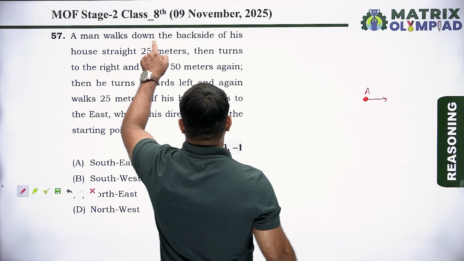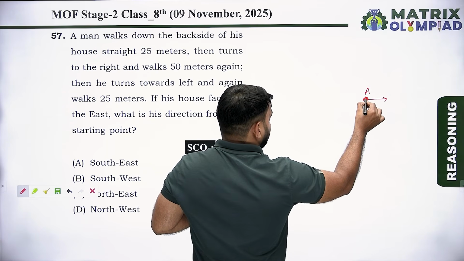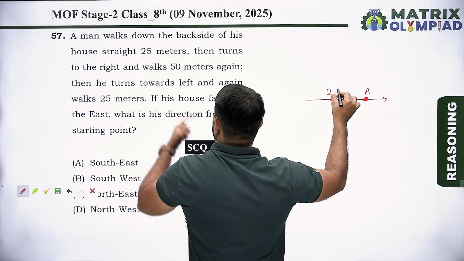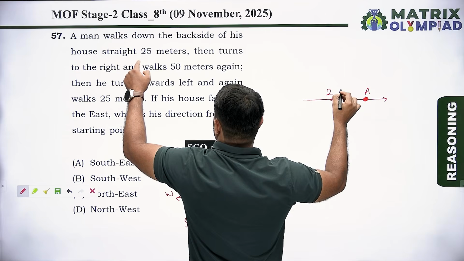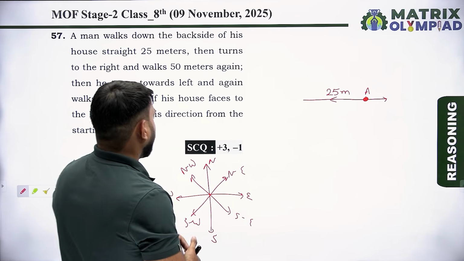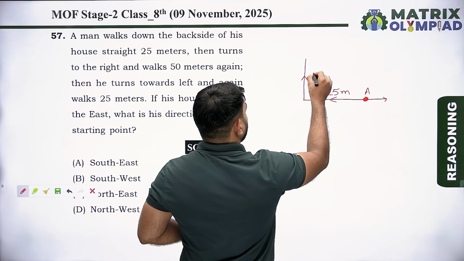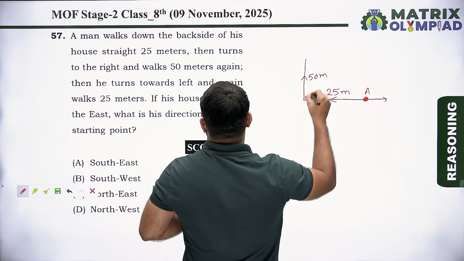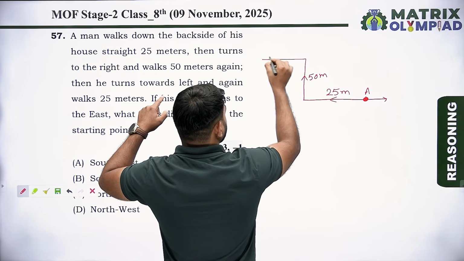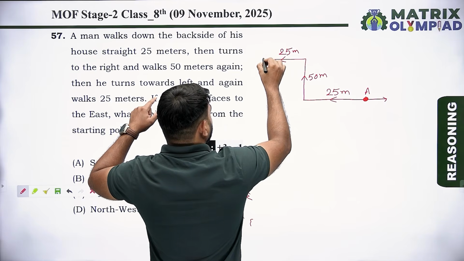Now he goes down the back side of his house. It means he goes towards the west direction for 25 meters and then turns to his right and goes for 50 meters. After 50 meters he turns to his left and he goes 25 meters again.